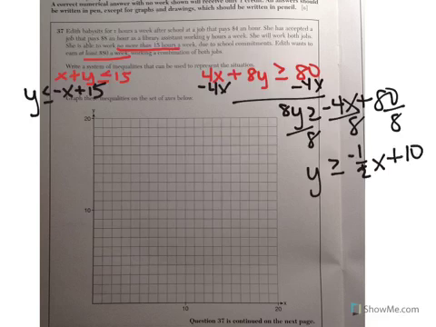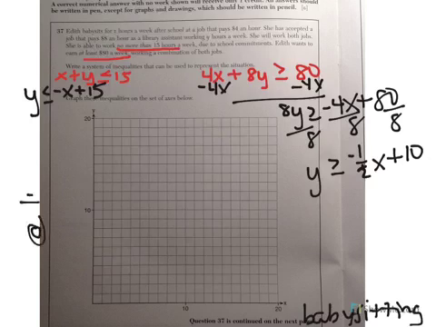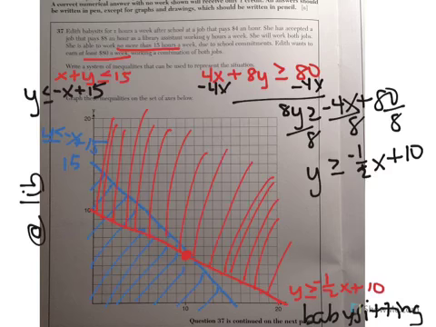plus 10. Okay, now we know that the X is talking about hours, this is babysitting, and we know that the Y is talking about hours at the library. So now I'm just going to plot my points. Okay, so I plotted my points. I shaded below for the less than or equal to, shaded above for the greater than or equal to, and here is my solution set where both of the shading occurs.